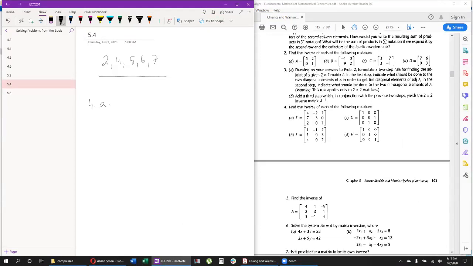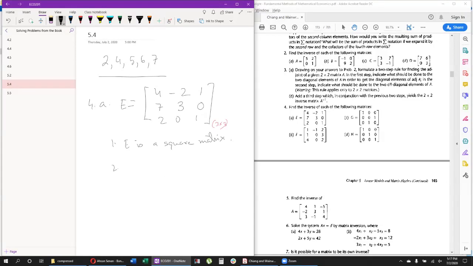So from 4, I'll do A. For A, what we have is E equal to 4, minus 2, 1, 7, 3, 0, 2, 0, 1. And what we have to do is calculate the inverse of this. So remember the 6-step process. First step is to check for squareness. E is a square matrix, since this is 3 by 3.